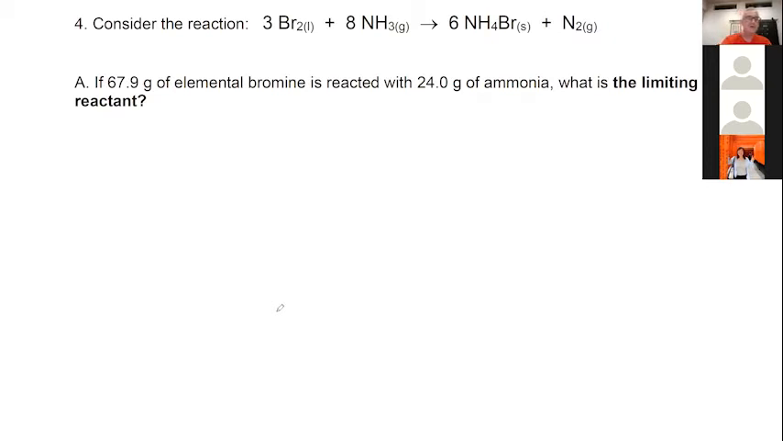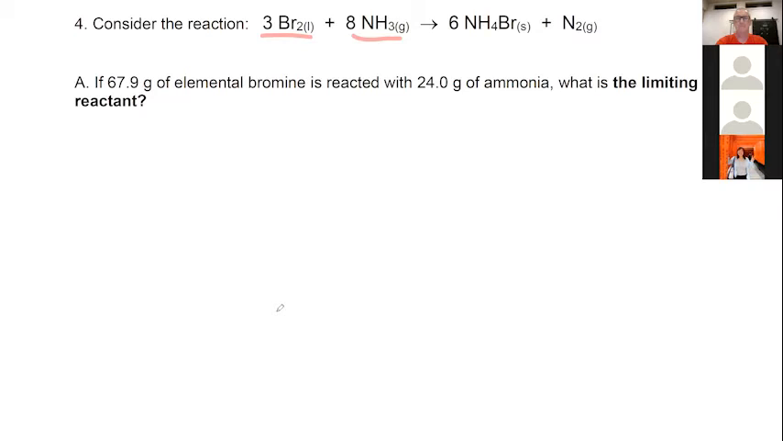So if you get a problem like this, you need to figure out which one is the limiting reactant. How do you think we're going to do that? How do we determine which one of these two is limiting? Think about what the definition of a limiting reactant is. What does it mean to be limiting?